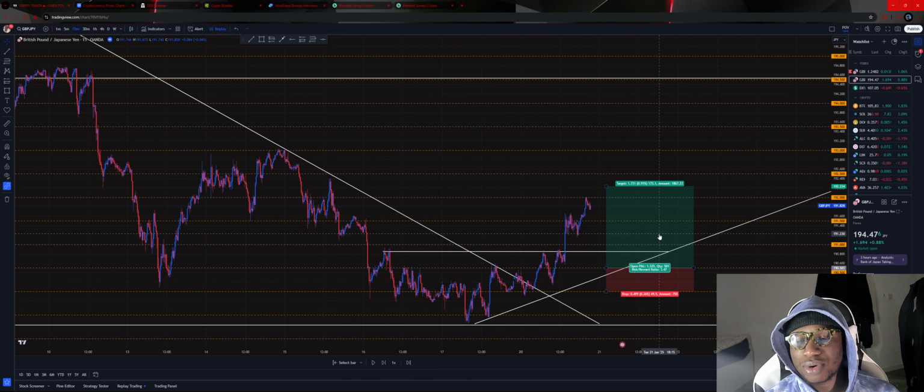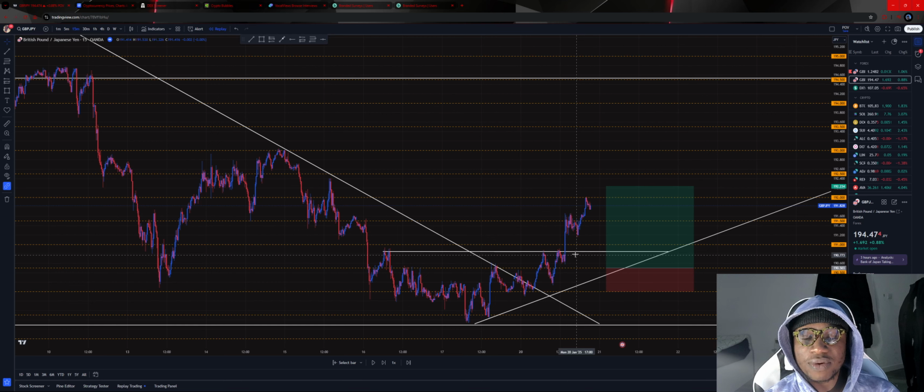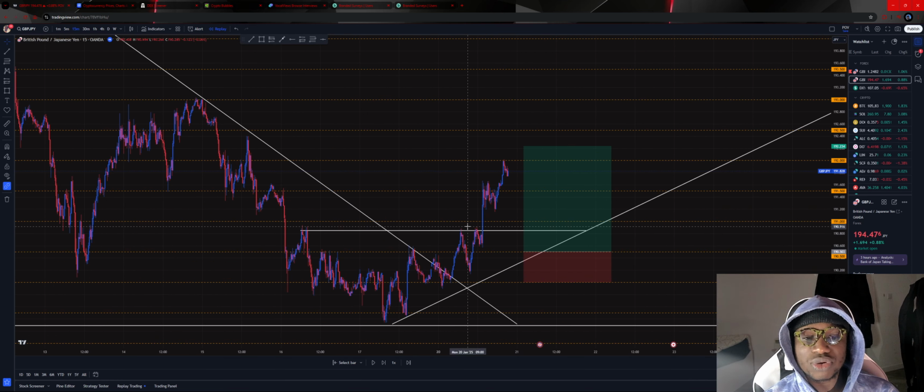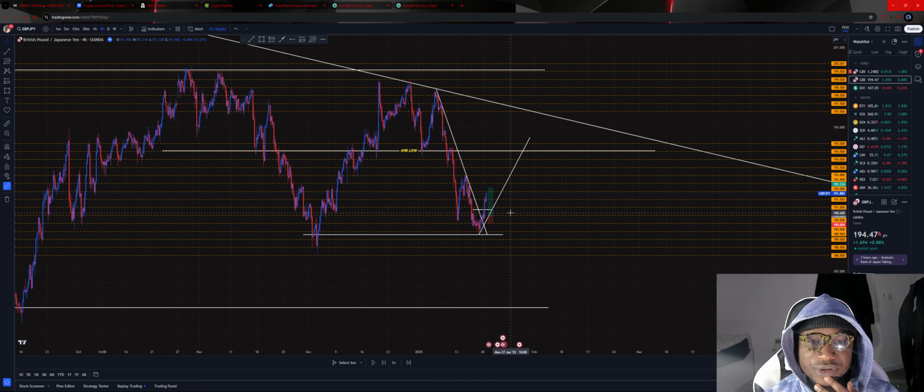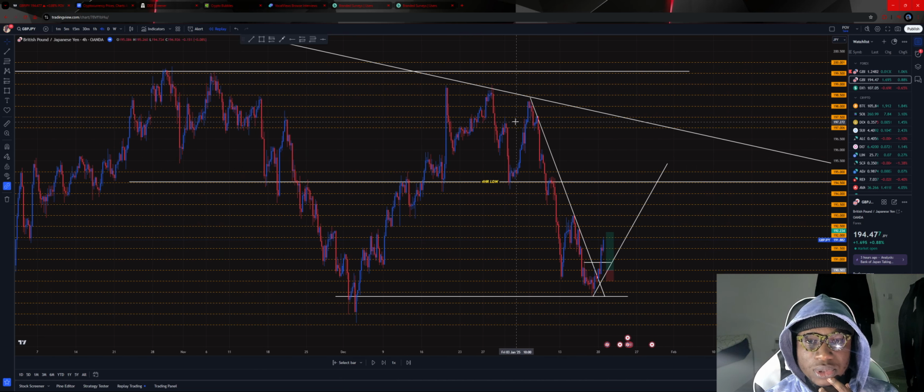So quick one, I want to do a quick breakdown of a trade I took on GJ, as well as how the rest of my week went, right? So on the 4 hours time frame, you can see that we're having this drop.